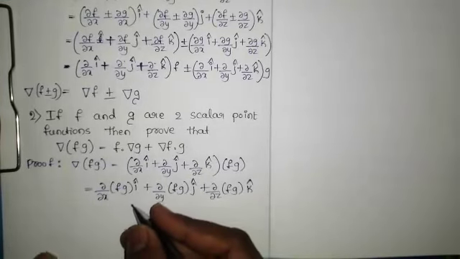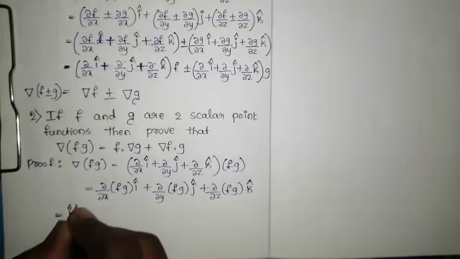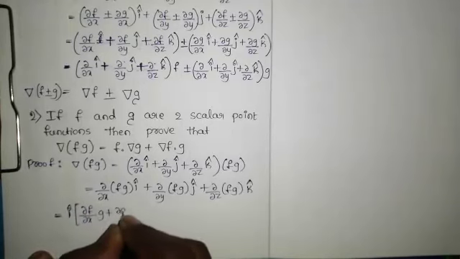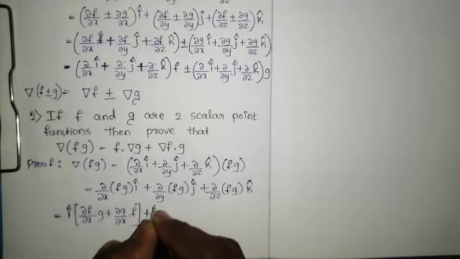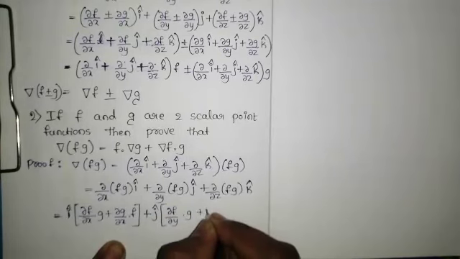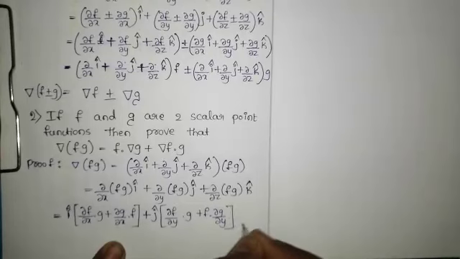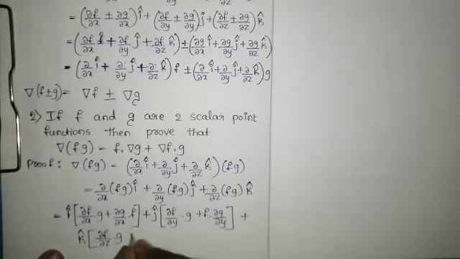So next, apply the properties of algebra of limits. This gives i cap (∂f/∂x into g plus ∂g/∂x into f) plus j cap (∂f/∂y into g plus f into ∂g/∂y) plus k cap (∂f/∂z into g plus f into ∂g/∂z).